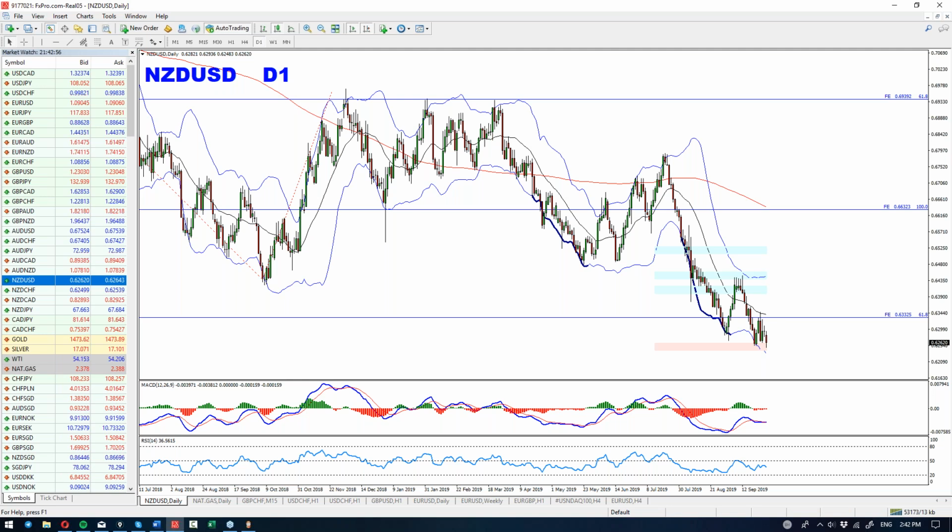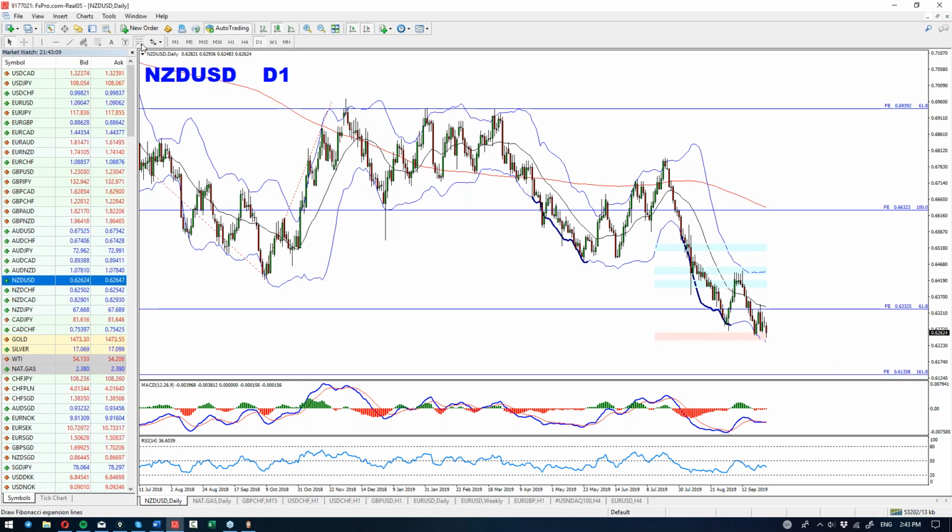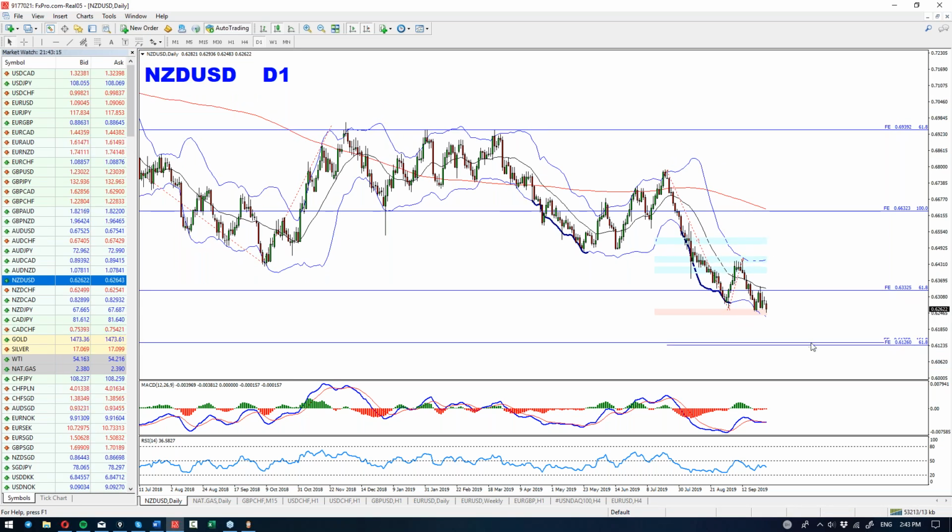Therefore, as we made this correction and went below the 61.8 of the correction, game over, the pressure is back to bearish. So if we take a look at the developing legs from the daily, you would see that 61.8 magically fits in the longer term cycles. Therefore, the pressure is bearish.